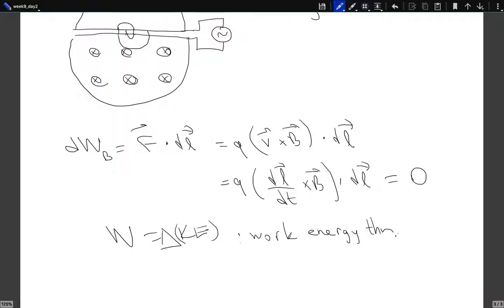Yes, because if you have many point charges, well, the magnetic field doesn't do any work on any one of them. And the total work it does would be just the sum of the works it does on individual objects. Other questions?